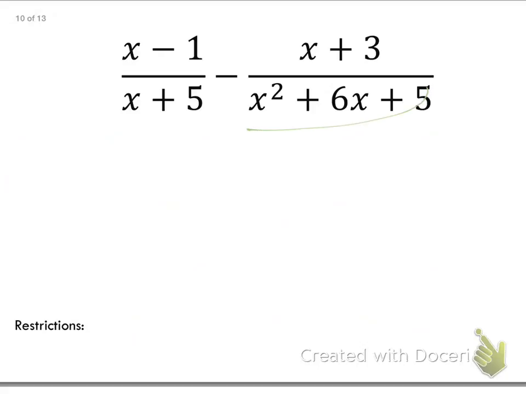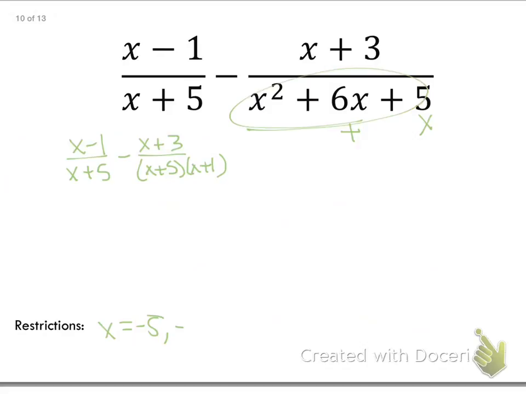Okay, looks like we can only do something to this. So what multiplies to 5 and adds to 6? So multiplies to 5, adds to 6. That is 5 and 1. So it looks like my restrictions will be negative 5 and negative 1. So they're both sharing x plus 5, so I need to do x plus 1 right here. Rewrite it with the exact same bottom, so x plus 1, x plus 5.